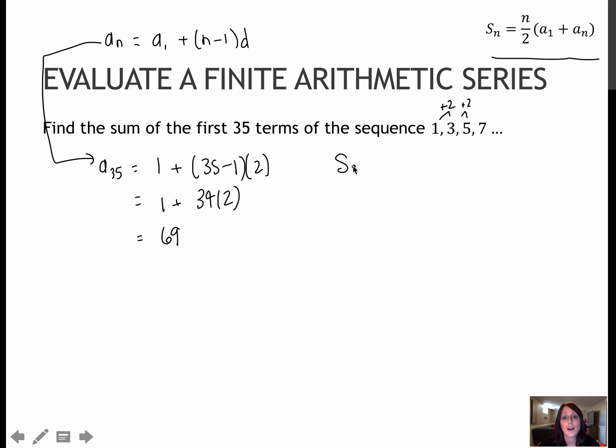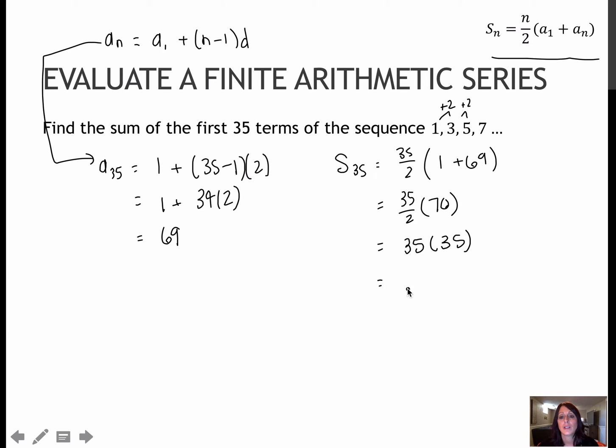To find the sum of the first 35 terms, I'm going to take 35 divided by 2, and then I'm going to take 1 plus 69. So that's 35 halves times 70. 70 and 2 reduce. So basically I have 35 times 35, and that gives me 1,225. So again, instead of having to write out 35 terms and then use my calculator to add them all together, I just used both of my formulas to be able to do that.